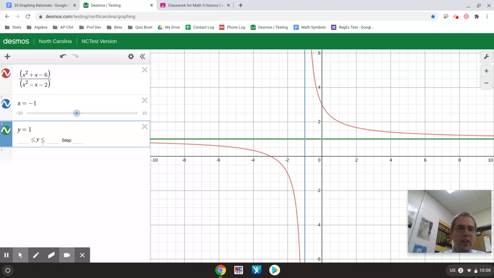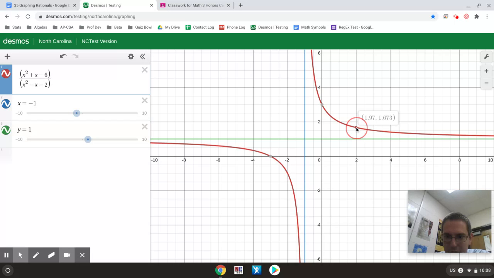To check, the hole was supposed to be at 2, 5/3. Well, I can look at the graph and see it comes close to 2, 5/3. And if I drag very carefully, you notice right at 2, it will tell me it is undefined. So that lets me know that the x-coordinate of my hole is correct because it keeps going to undefined.